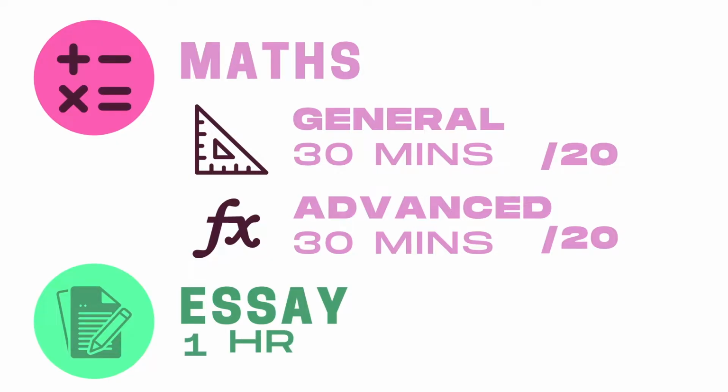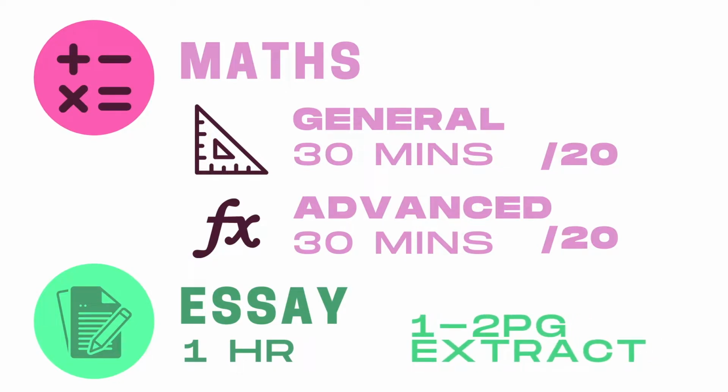Then Section 2, which is the essay section, that is for 1 hour itself. And you're given an extract that's roughly a page, sometimes a page and a half, 2 pages. And you have to write an answer to a question that's given. And you don't have a choice of the question that you can answer. Normally, the question will be on something that's very economics related.